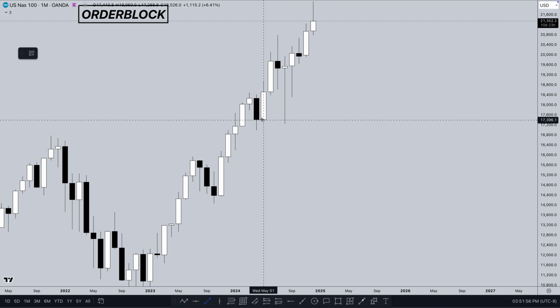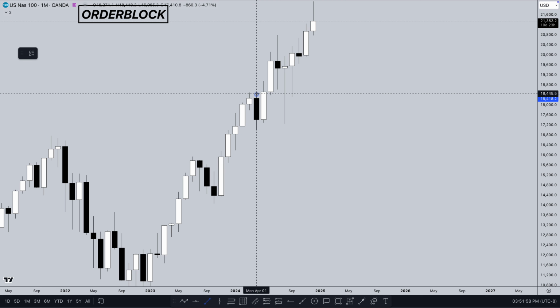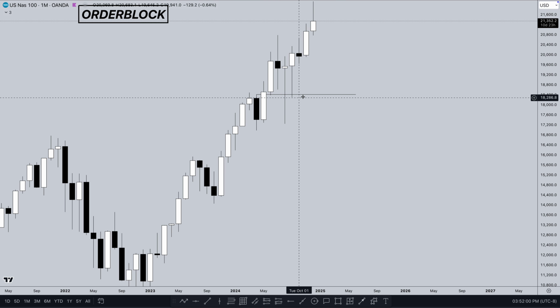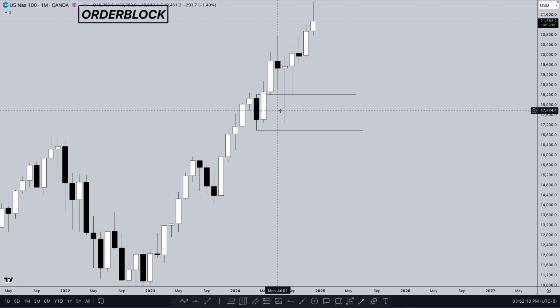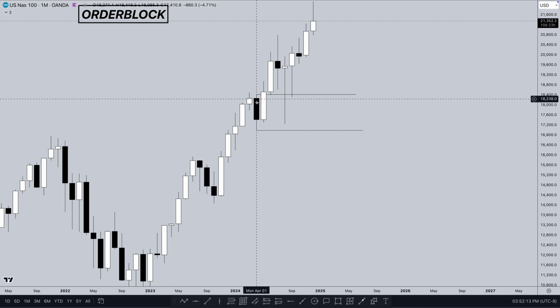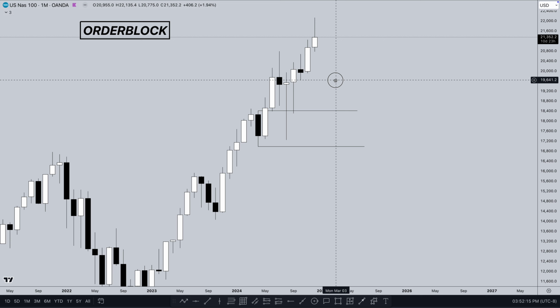Most people like to mark up the high of the order block and the low. Okay, and that's your range. So price gave you the last selling candle before the move up, did its thing, and then came right back down, still respecting this order block before moving higher.